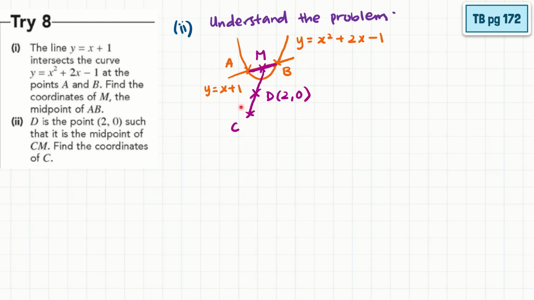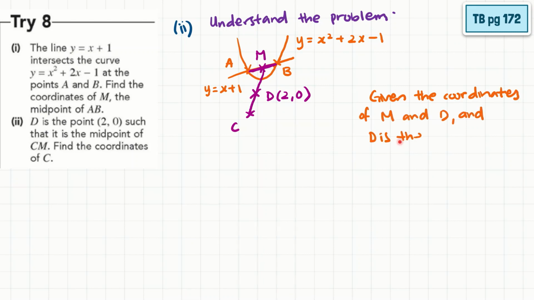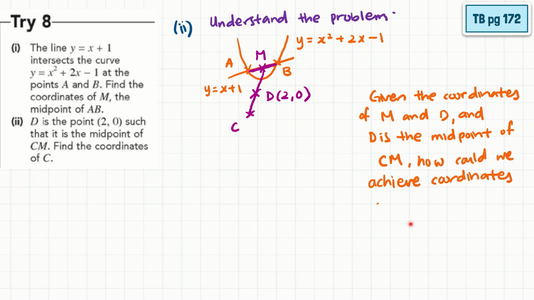Alright, so how can I find the coordinates of C? That is what we're trying to do. So we know the coordinates of M already, and we know the coordinates of D. And D is given to be the midpoint. So the question, as I mentioned a few times already, is how could we achieve the coordinates of C? Right, so I'm just rephrasing the question over here.